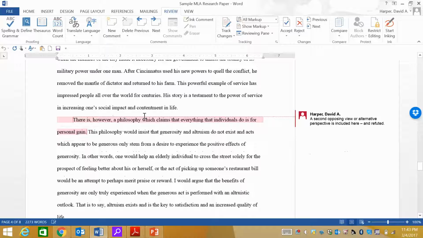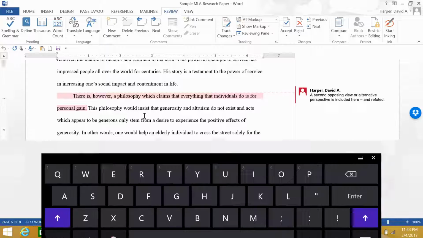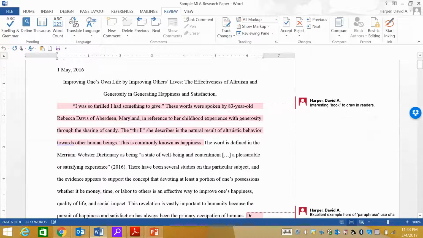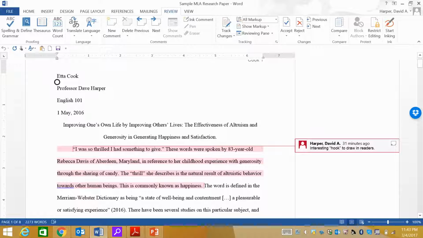Okay. There's the second opposing view at the bottom. And again, you only introduce opposing views or alternative perspectives when you refute them, explaining why they're incomplete or incorrect. Okay? So there it is. 2 excellent sample papers, useful for different reasons.